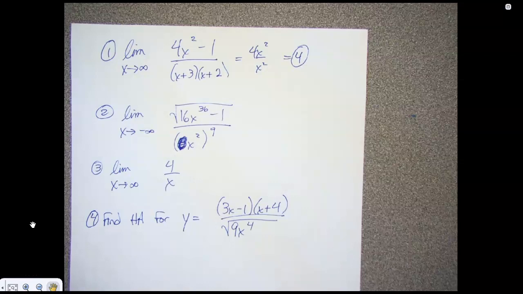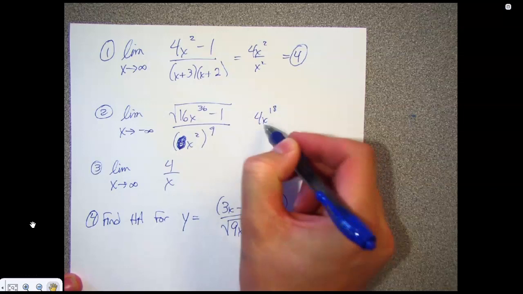But what if I said, where's the horizontal asymptote? You can't tell me 4, what would you tell me? Y equals 4. So if I ask for an asymptote, you have to give me an equation. We said the same thing about vertical asymptotes, right? You have to tell me x equals whatever. But if I just ask for a limit, you just need a number.